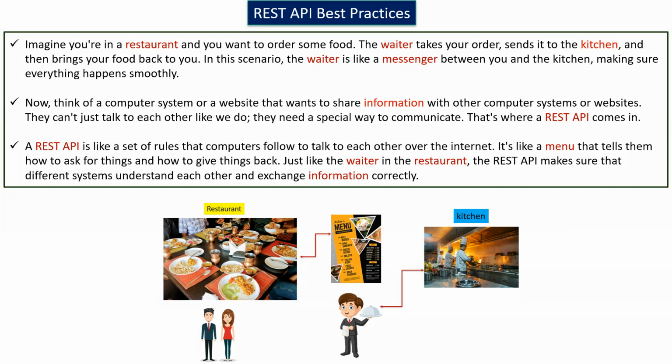A REST API is like a set of rules that computers follow to talk to each other over the internet. It is like a menu that tells them how to ask for things and how to give things back. It is like a waiter in the restaurant. The REST API makes sure that different systems understand each other and exchange information correctly.